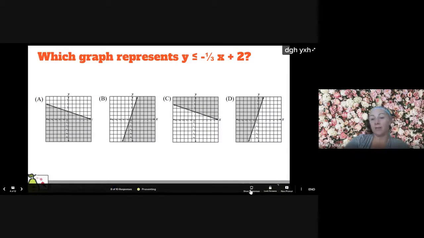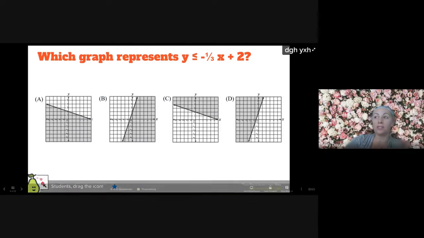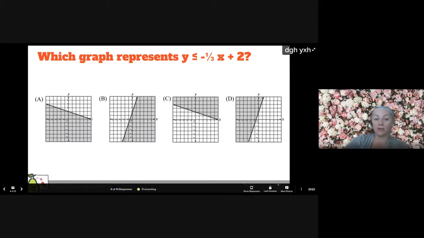So I got 8 of 10 of you to respond. There's 22 in the meeting. 2 of those are me. So there should be 20 students in the Pear Deck. So if you're not in here yet, you need to get into it, please.